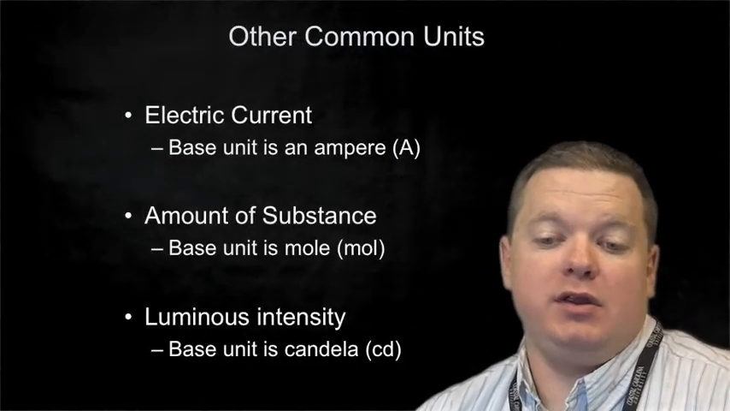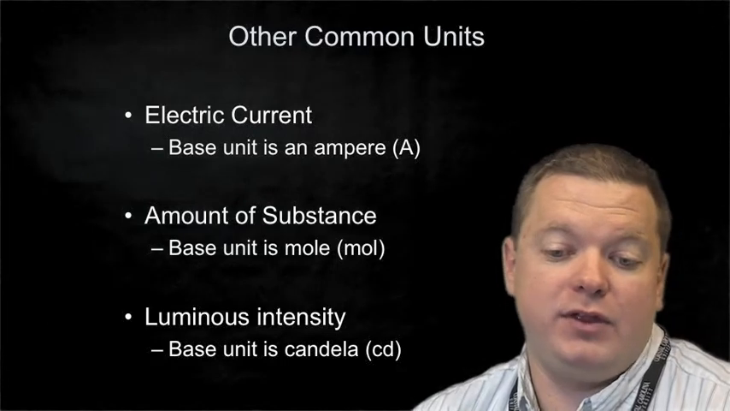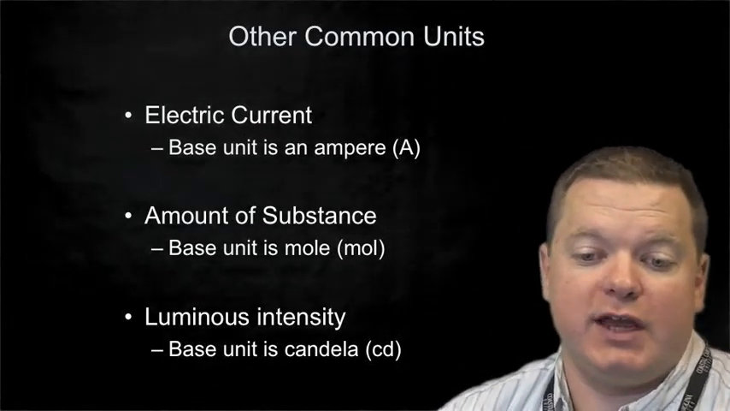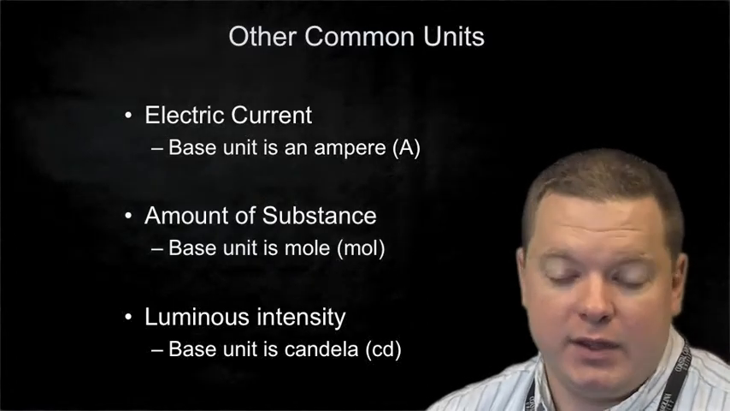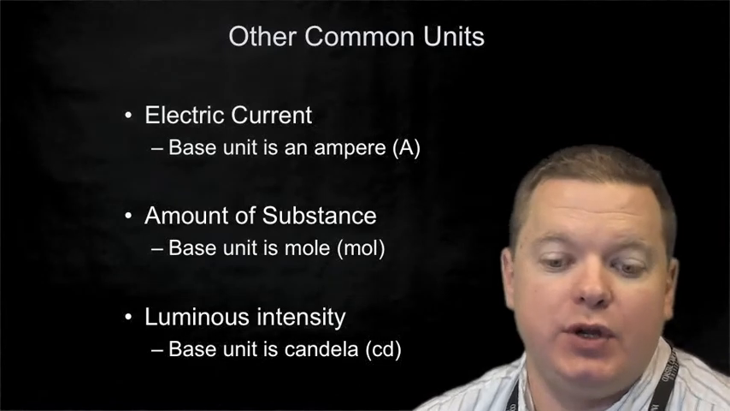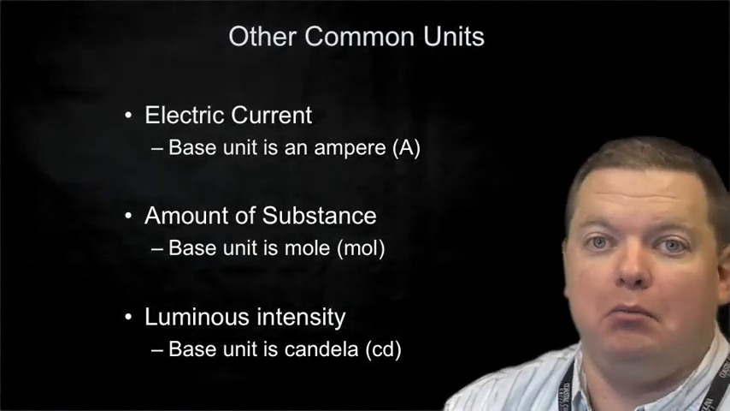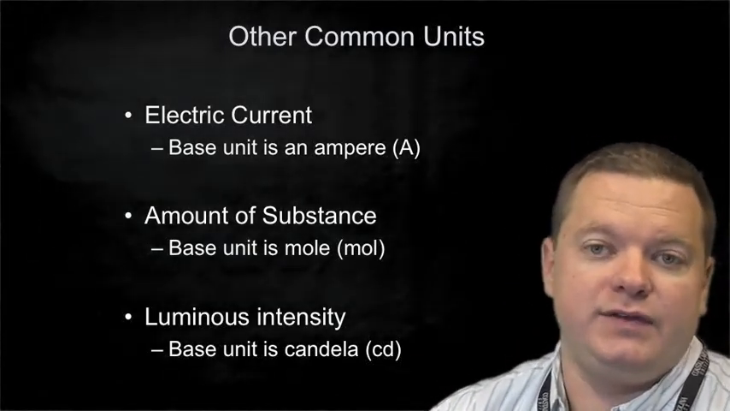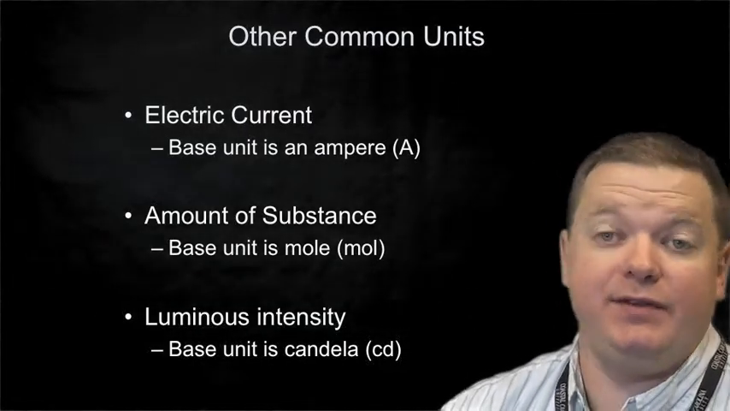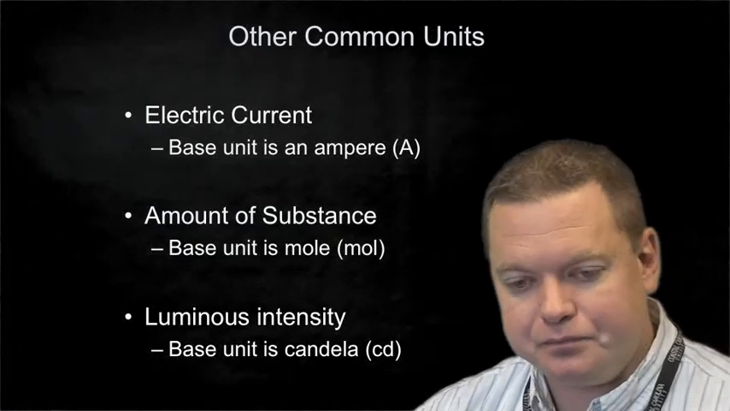Some other common base units we don't really use a ton of. Electric current, for example, has a base unit of the ampere, capital A. The amount of substance has a base unit we call the mole. We'll talk a lot about the mole and its dealings in chemistry starting in chapter 3, but right now we just want to introduce that it is the amount of a substance.